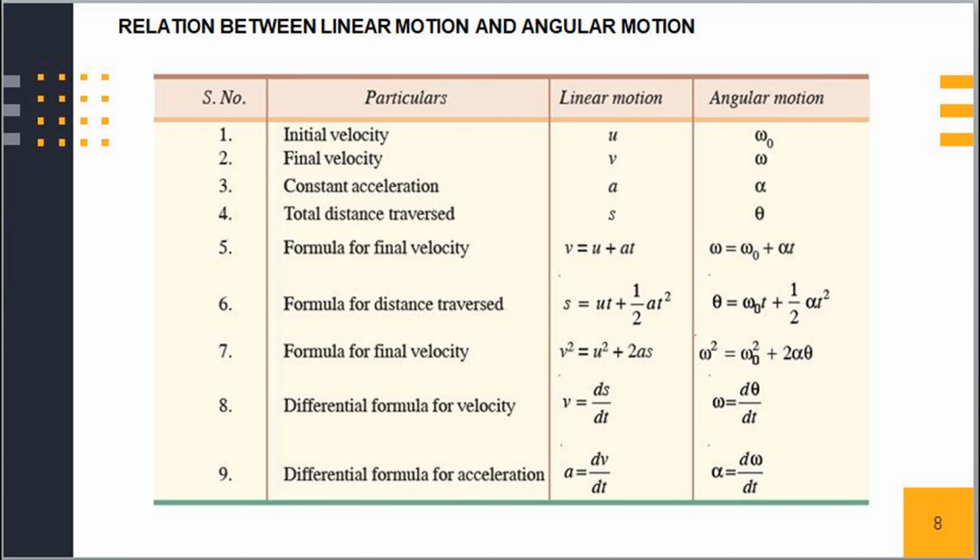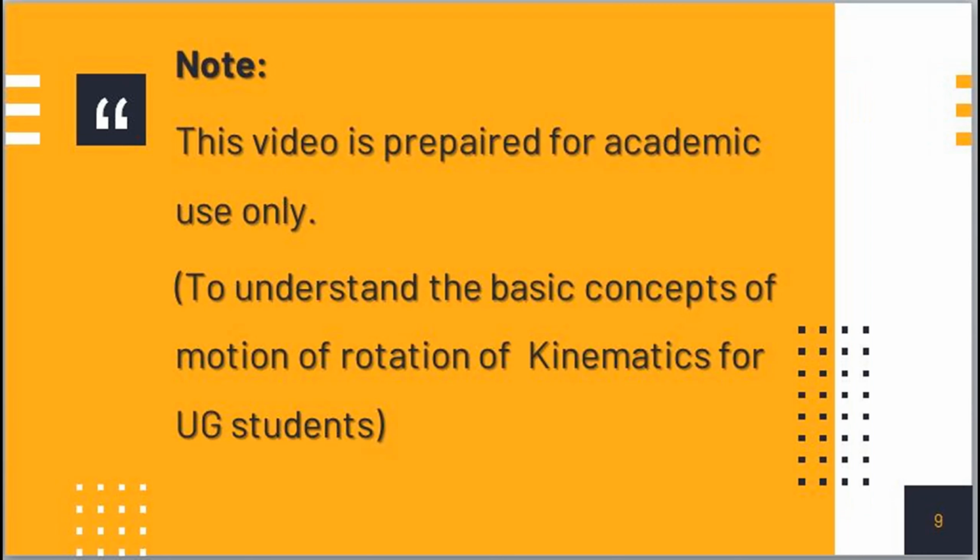We also know that acceleration in linear motion is the rate of change of velocity with respect to time. Therefore a is equal to dv/dt. Whereas in angular motion, angular acceleration α is the rate of change of angular velocity with respect to time. Therefore α is equal to dω/dt.